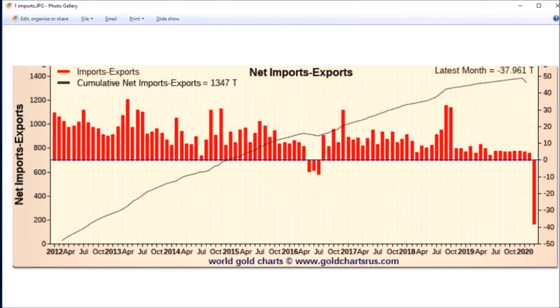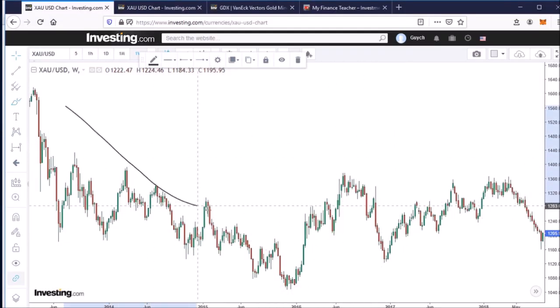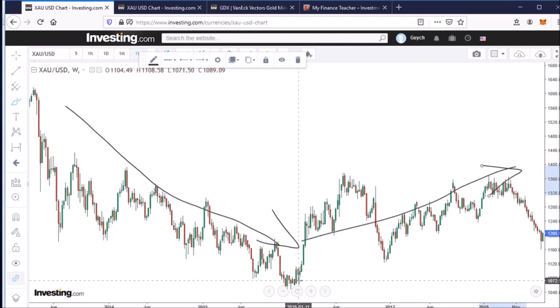Let's have a quick look at the chart and see what happened around that time to the gold price. Looking at the weekly chart, we see that early 2016 is when that bear market in gold finished with a low just over $1,000 per ounce, and since then we've gained over 70% in several years.